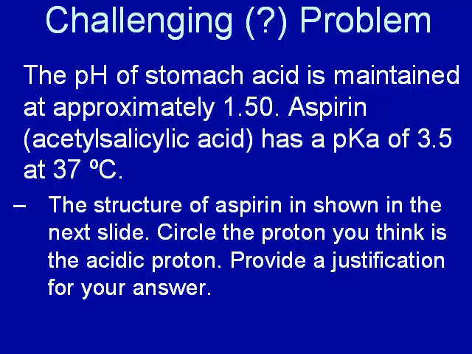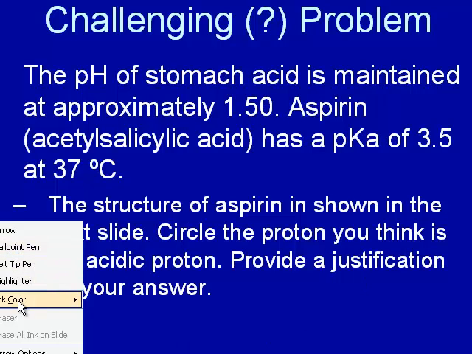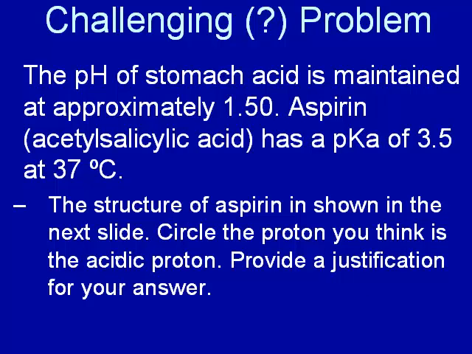Here is a problem that you may or may not find challenging. We're given the pH of stomach acid, it's 1.5, and we're given aspirin, the acetylsalicylic acid, has a pK of 3.5. It's a weak acid, that's the pK of that. All right, a few questions based on this stem here.